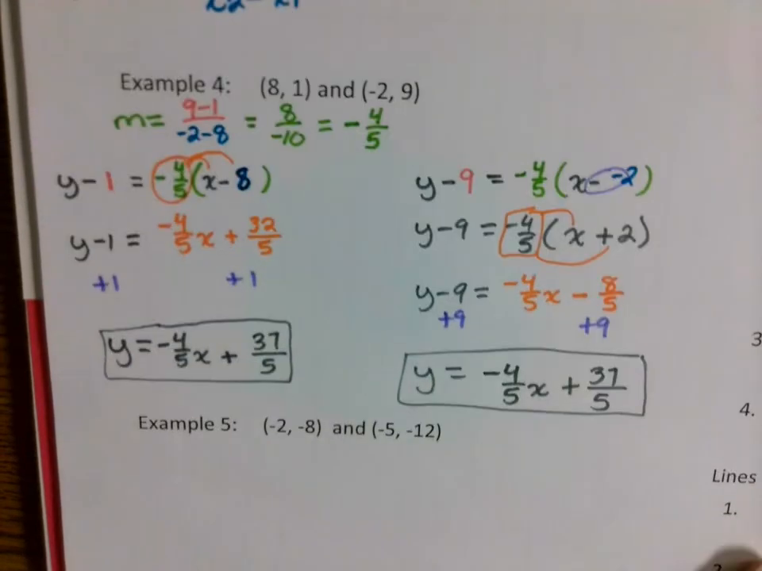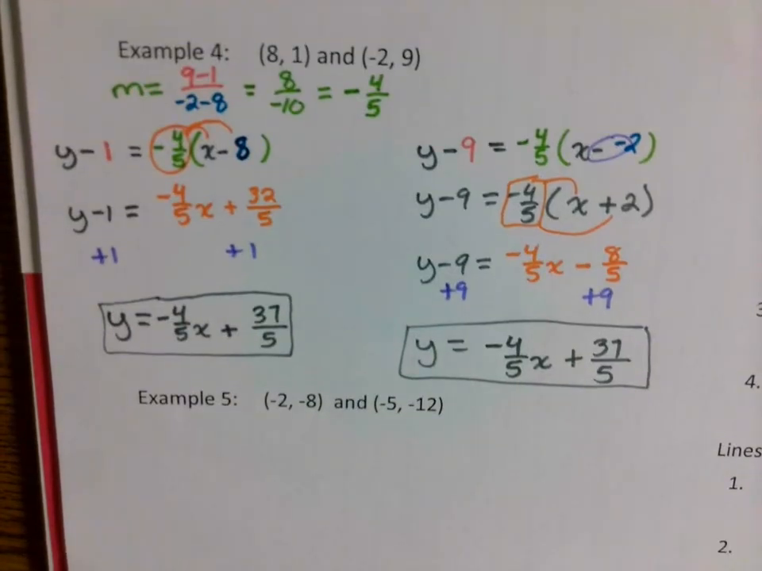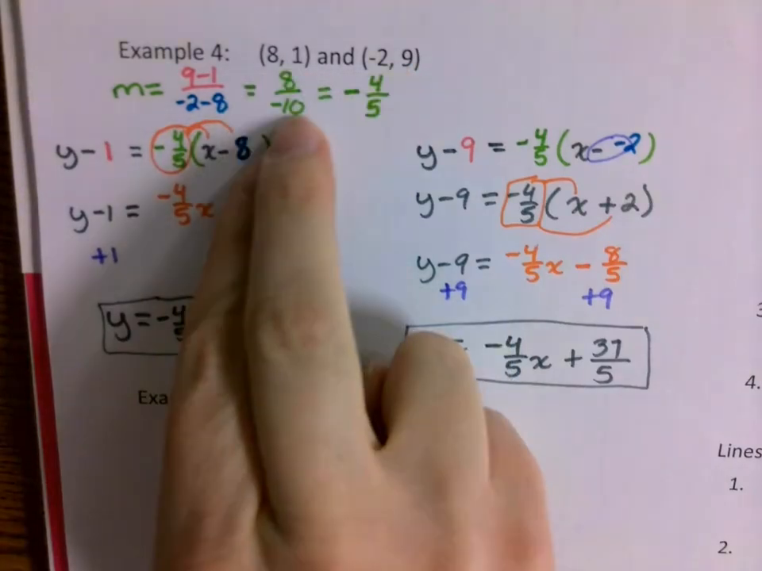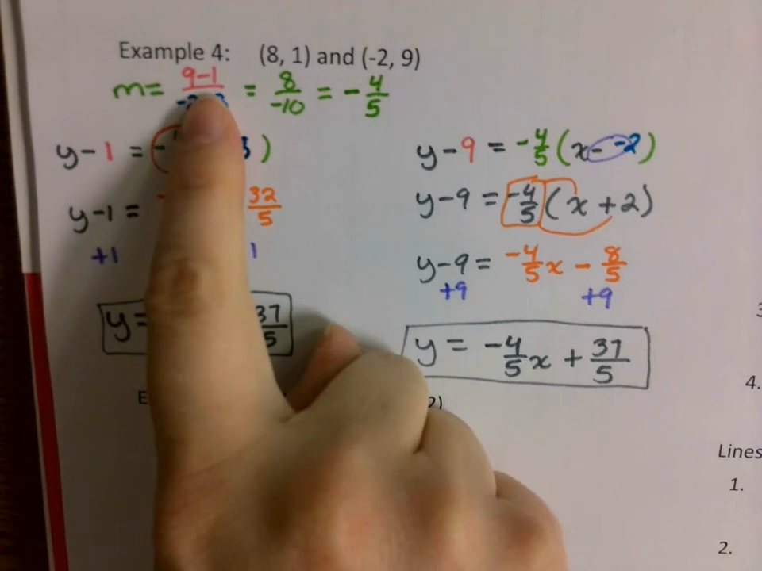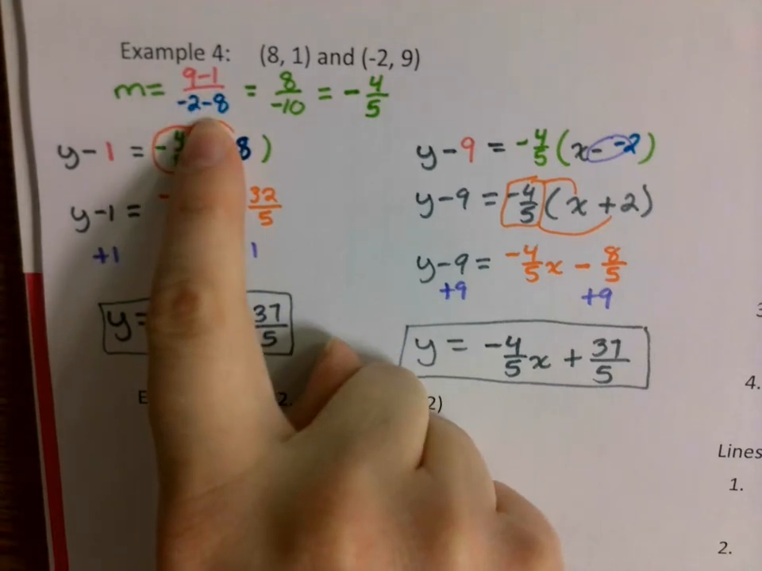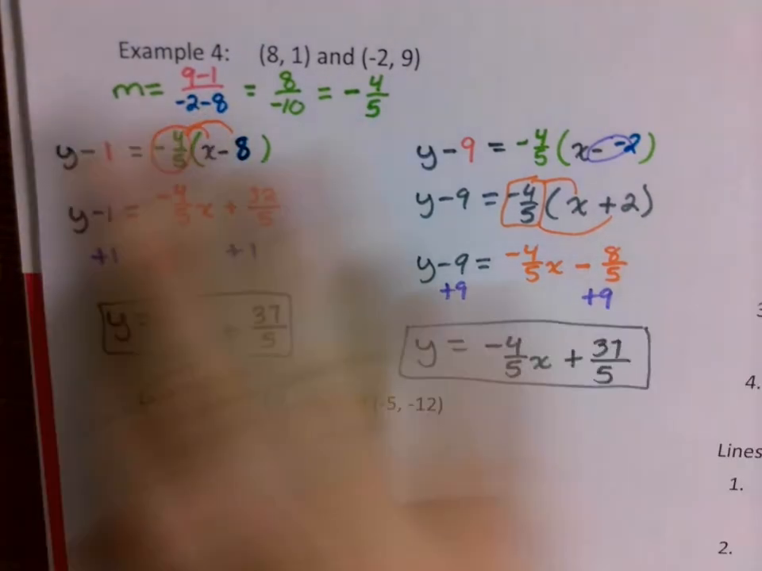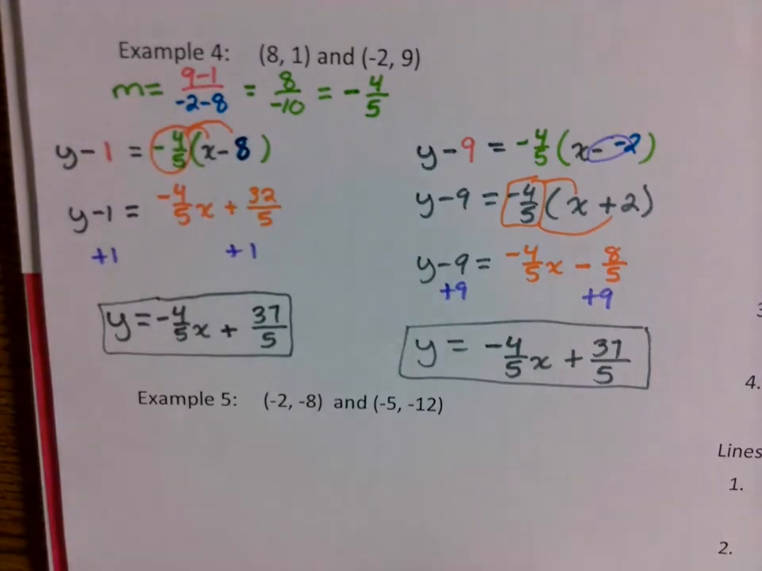So if you're given 2 points, you have to find the slope by using slope formula first, the subtraction of your y's over the subtraction of your x's, and simplify. Then you just choose one of the points and plug it in for the point slope form. Go ahead and do example 5 on your own.